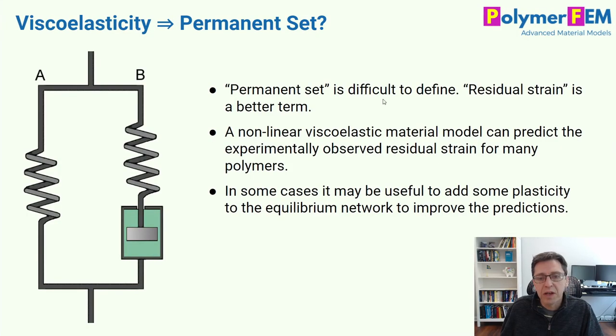So to summarize, permanent set is difficult to use, residual strain is better. So that's what I should have said. A nonlinear viscoelastic material model can often predict the amount of strain you see after the load is applied. So it's a useful tool, even though it may look like this kind of rheological representation. And there are cases where it's even better if you add a little bit of plasticity to the equilibrium network in order to have a little bit more freedom to predict that kind of response. But that's not always the case, but sometimes that's useful.